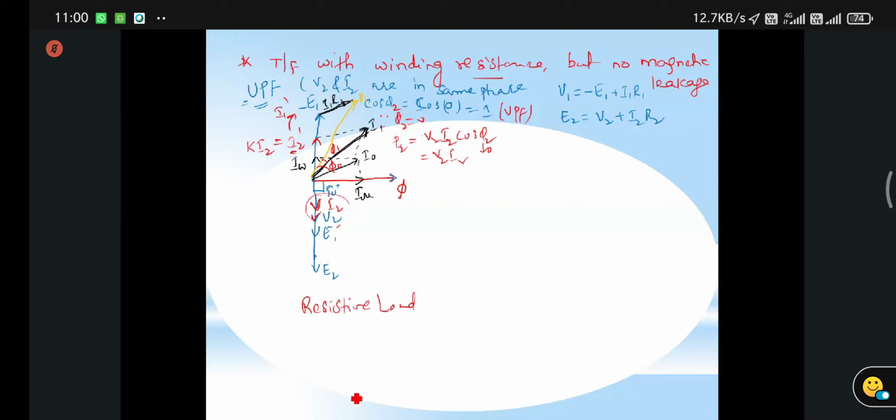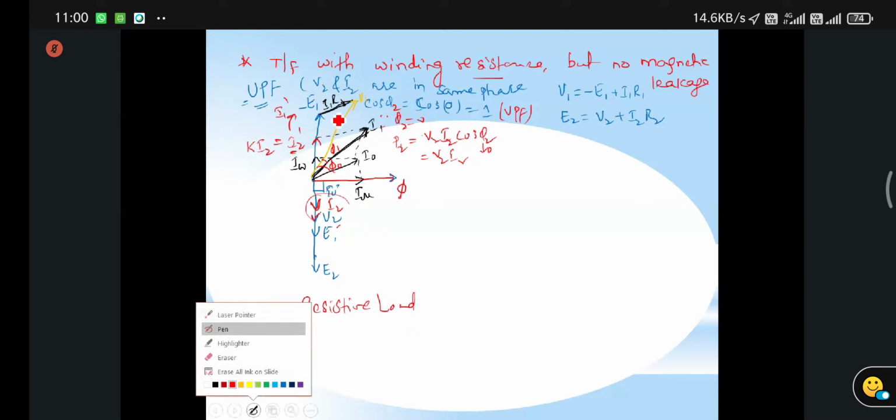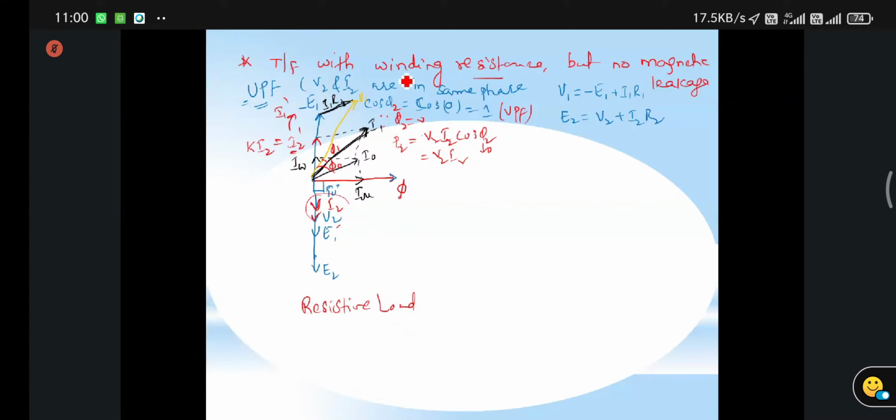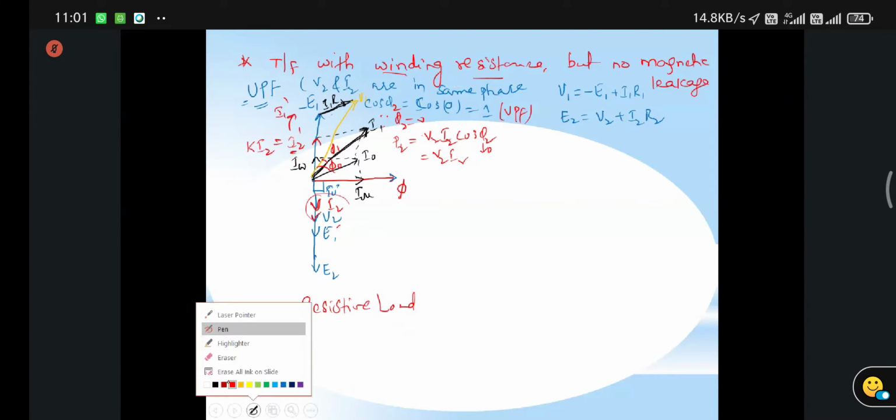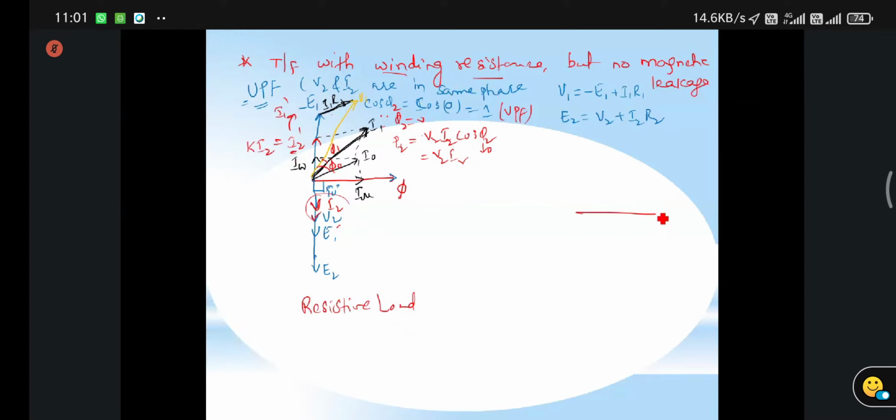Suppose if you draw the inductive load phasor diagram, I am adding only the resistance of the winding. That's why I have added only the voltage drop I1 R1, not I1 X1. I have not discussed that I1 X1 here. Okay. So let us take the flux as the reference again.